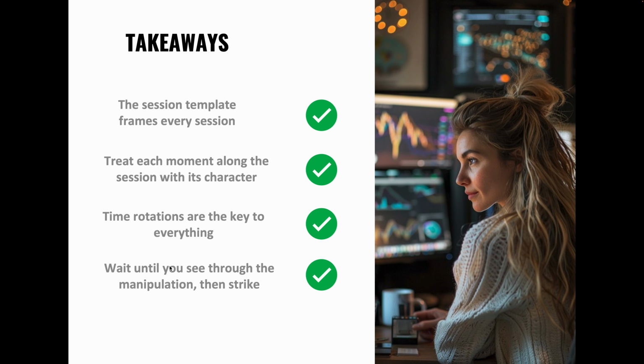Then, as we've seen, most importantly, wait until you see through the manipulation and then strike. Don't go into the market and let them manipulate you. Don't let them push you in, and don't go in before the manipulation and gamble. Wait for them to show it and to trap someone else, and then you ride them punishing the other traders. That's your trade. You ride the trap. That's it. So I hope that was helpful.